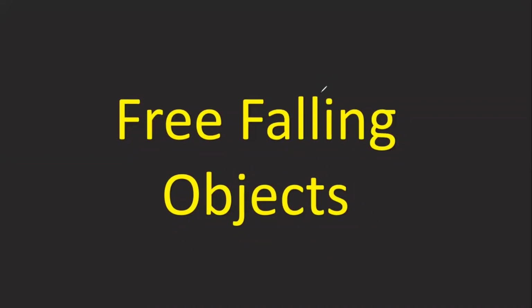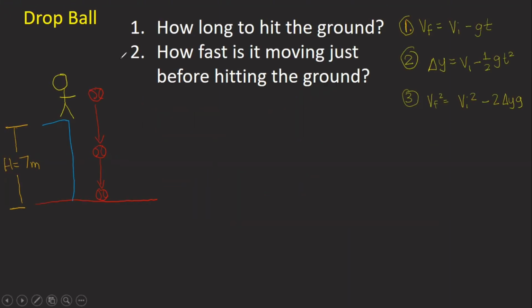Good day, everyone. So today let's talk about some cases of free-falling objects. Let's say we have here a man and he drops a ball here, starting from this part until it reaches the ground. Take note that when we are releasing an object at rest, the initial velocity is always equal to 0.